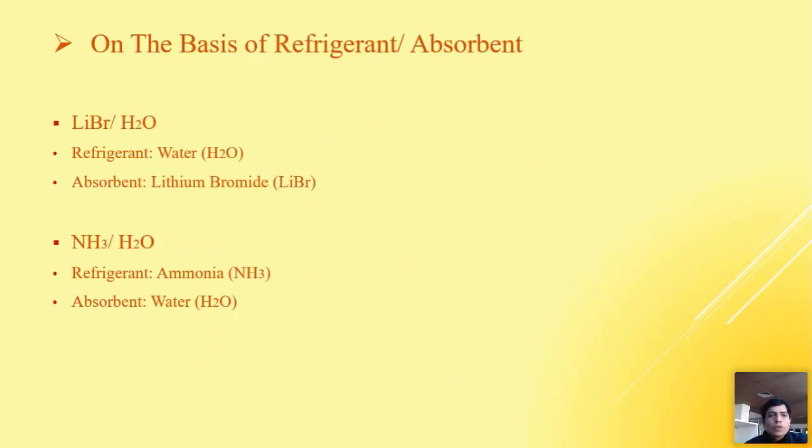So first, if we talk about the basis of refrigerant or absorbent, I have already talked about this. In the lithium bromide and H2O system, the refrigerant is H2O, while lithium bromide is the absorbent. In the ammonia water system, ammonia is the refrigerant and water is the absorbent. So we have already gone through this.